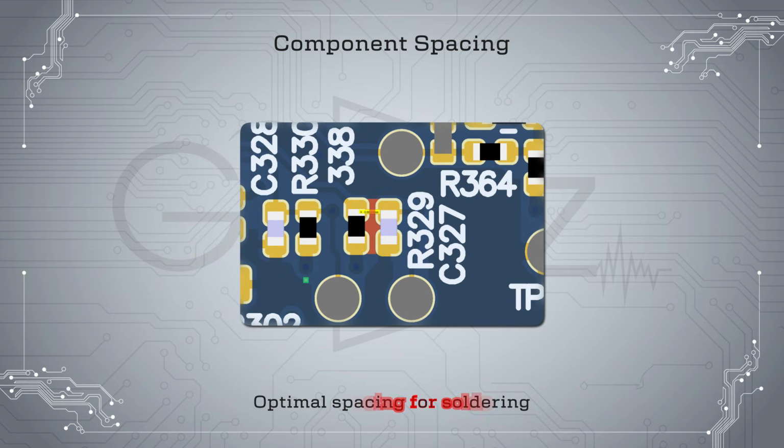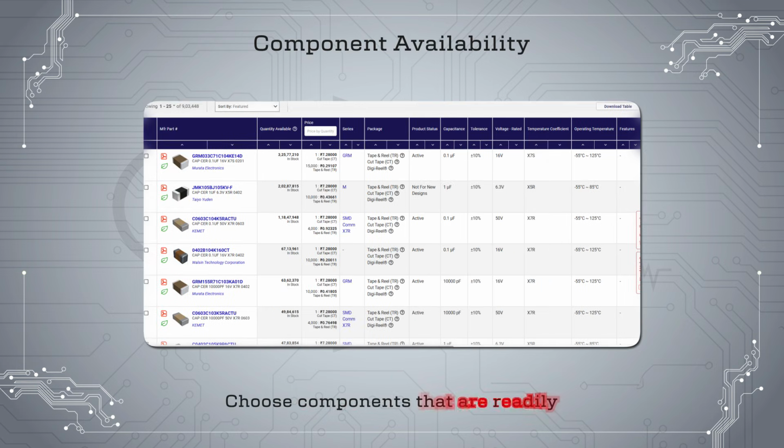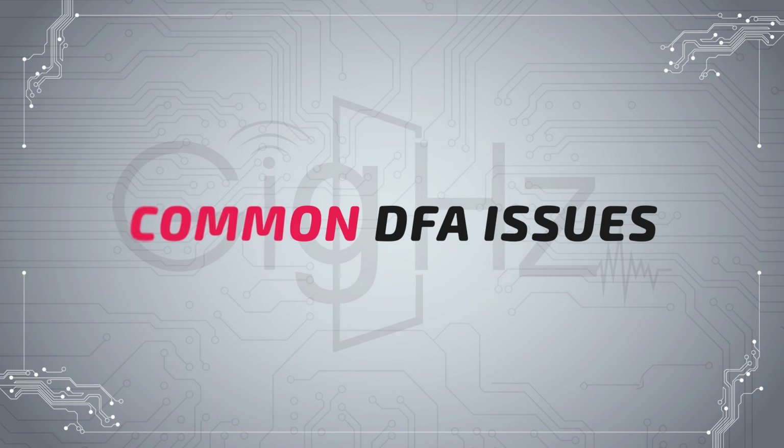Maintain optimal spacing for soldering and signal integrity. Ensure enough spacing between parts, edges, and sensitive components like BGAs. Choose components that are readily available to prevent delays in production. While following these practices, it's also important to recognize common DFA issues and how to resolve them. Common DFA issues and resolutions.